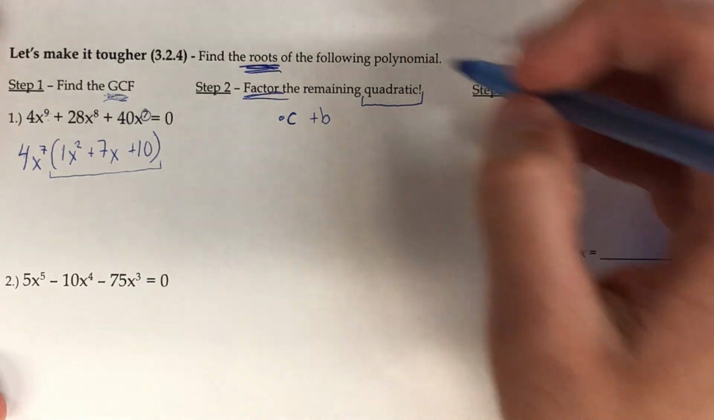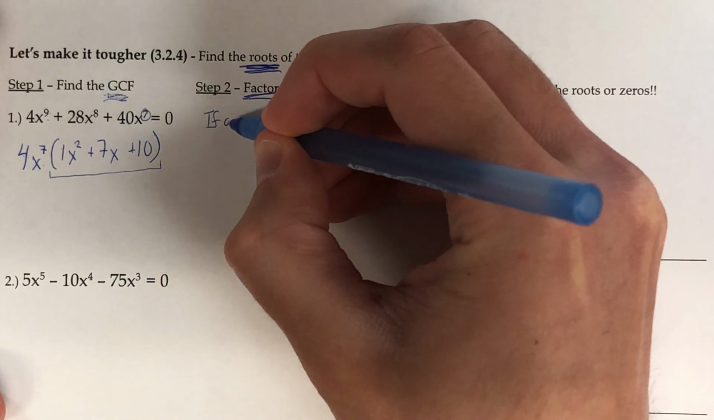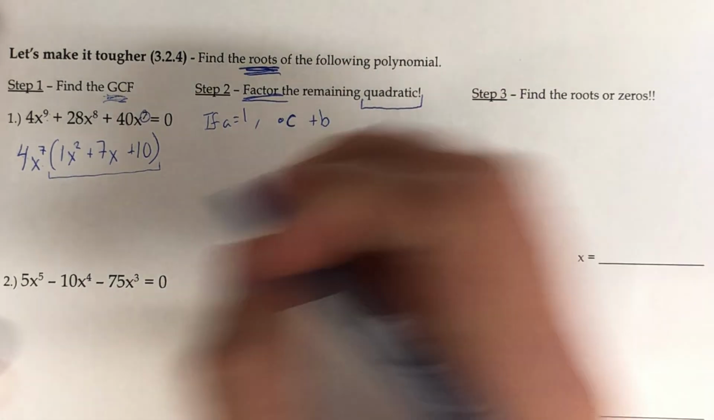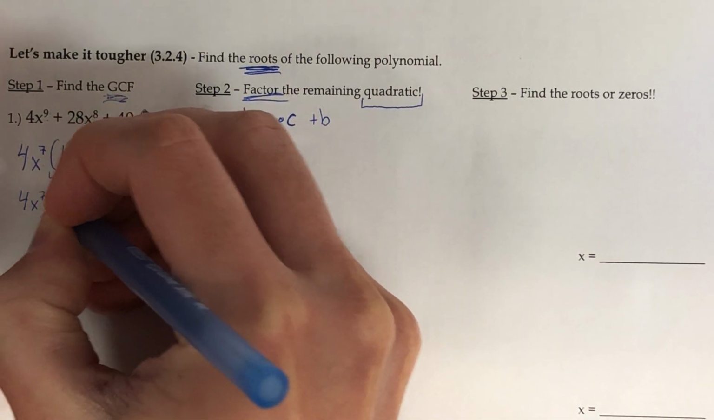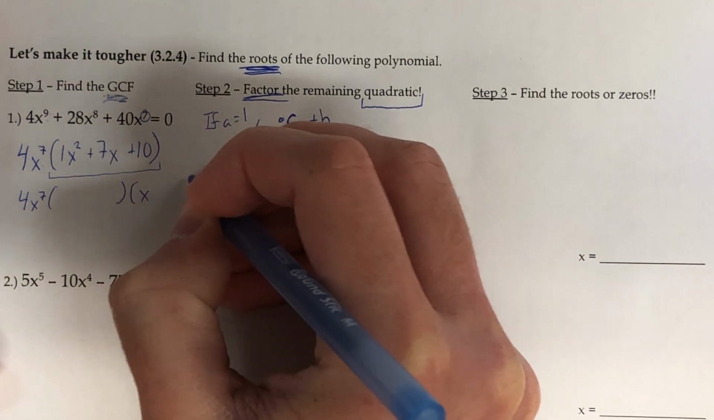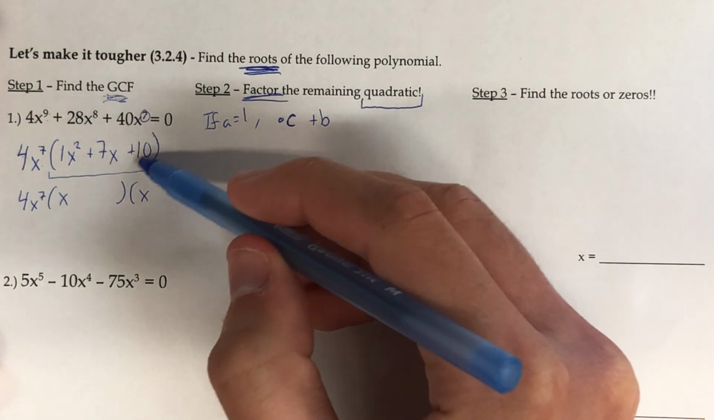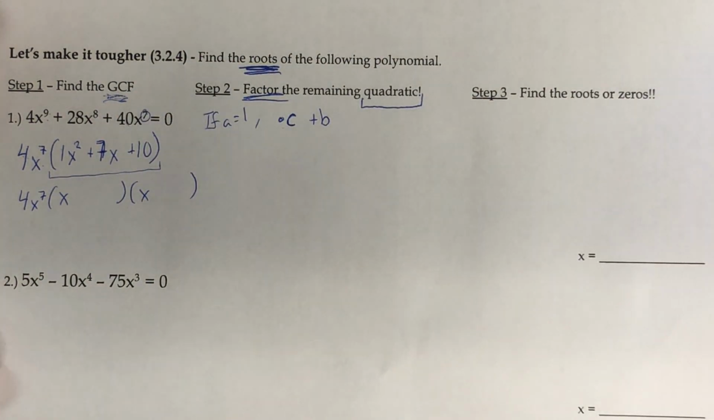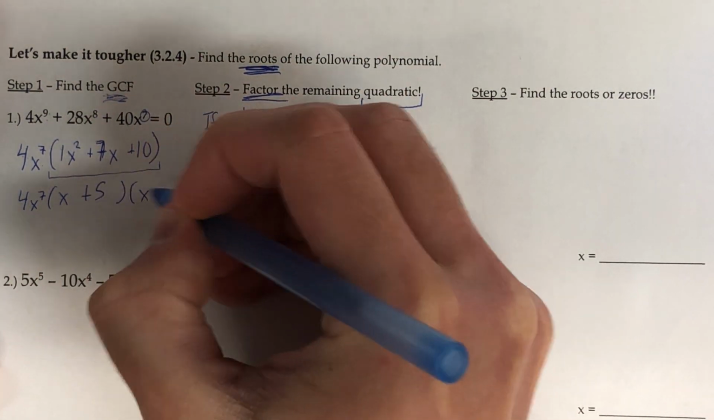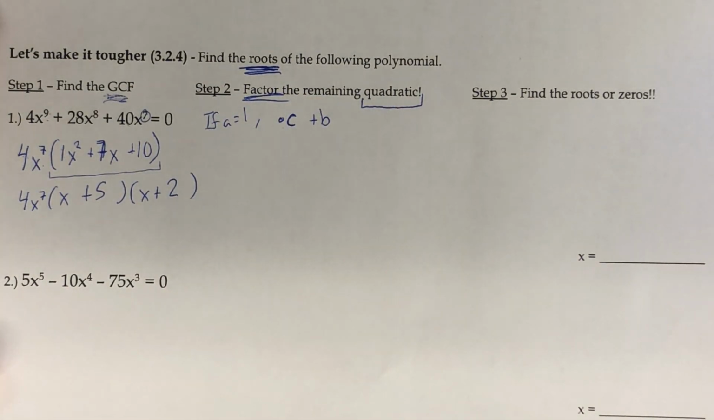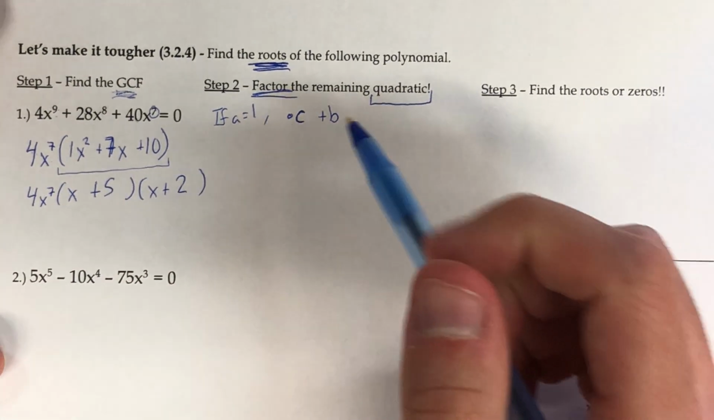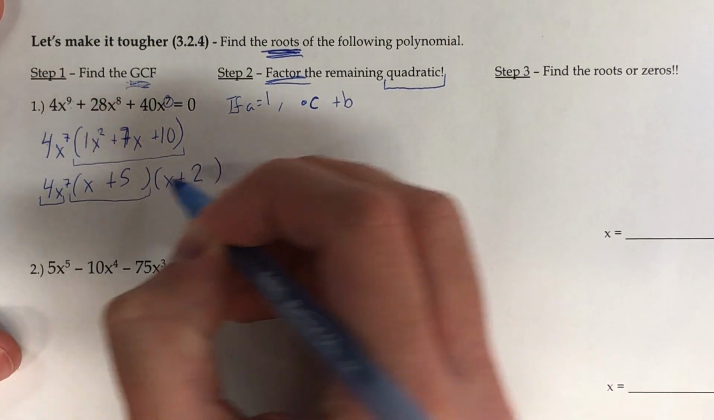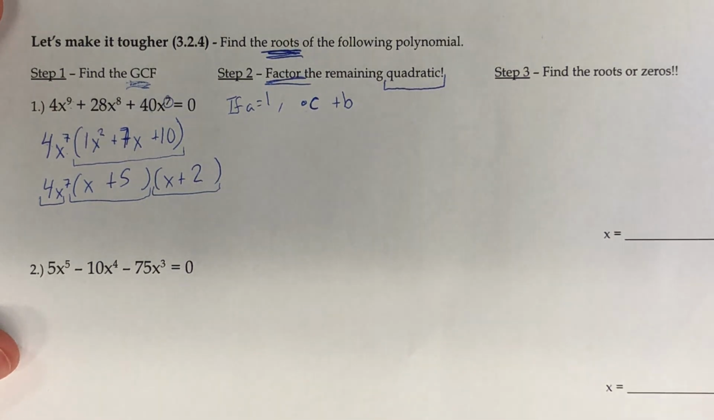Since our a value is 1, we can look for numbers that multiply to c and add to b to help us factor further. This is review from Unit 2. So we think, what are the 2 numbers that multiply to 10 and add to 7? Multiply to c, add to b. Those numbers in this case would be 5 and 2. So we've factored even more. At this point, we have 3 factors.